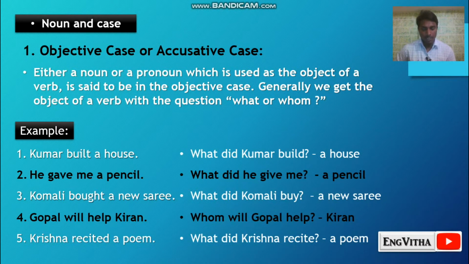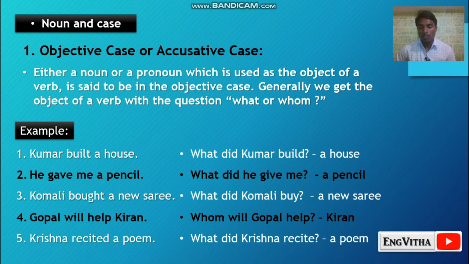Firstly, from the first sentence, to get what is in the objective case, we need to ask a question. What did Kumar build? A house. So a house here is in the objective case. Again, in the second sentence we need to ask the same question: what did he give me? A pencil. So here a pencil is in the objective case. And third, what did Komali buy? A new sari. A new sari is in the objective case.